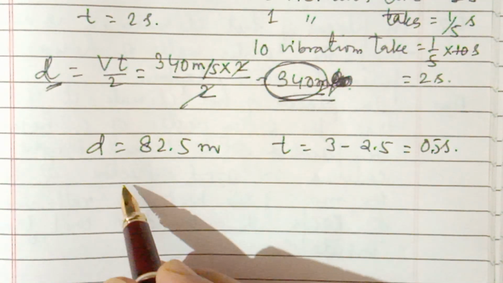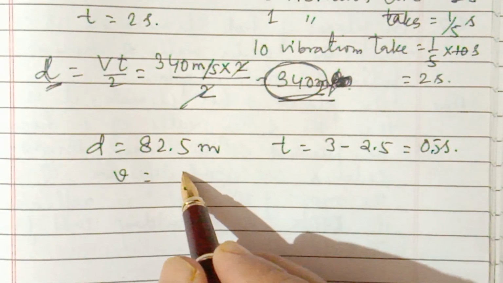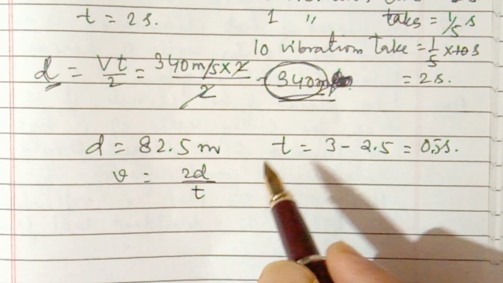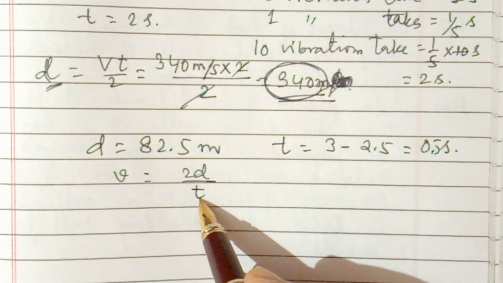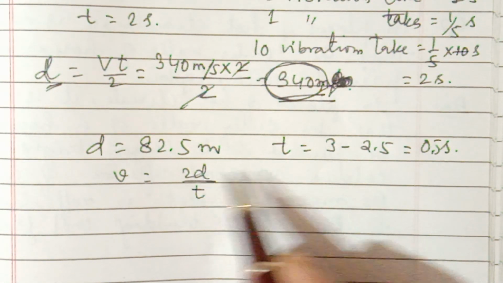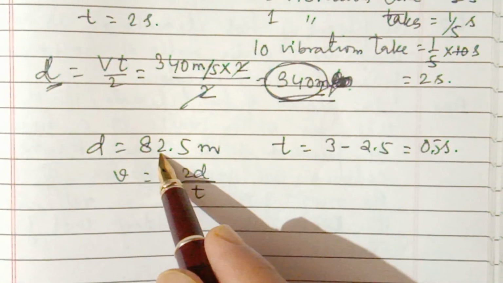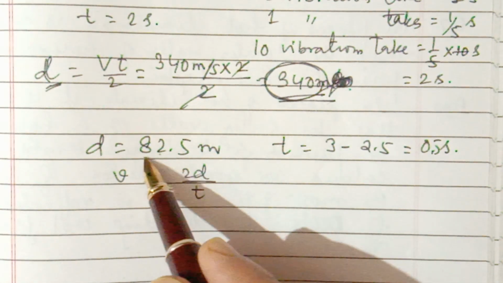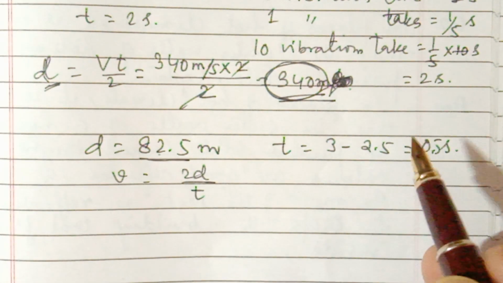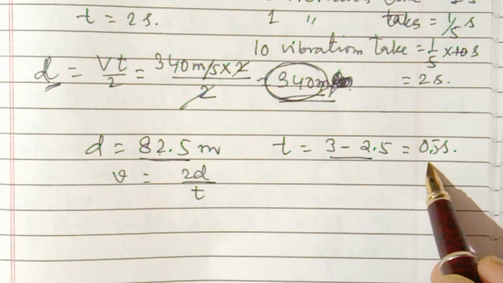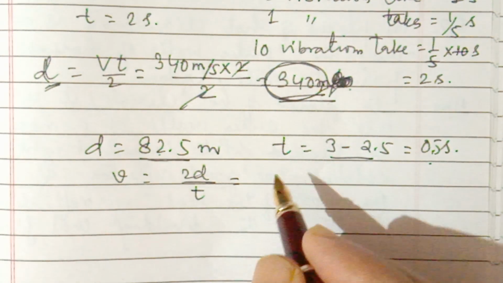Then we can find the velocity. So v is equal to 2d by t. Now this t is for traveling this distance. This time is for traveling this distance because this is actually the reduction in distance, then there is reduction in time also. So that's why we can use this directly.